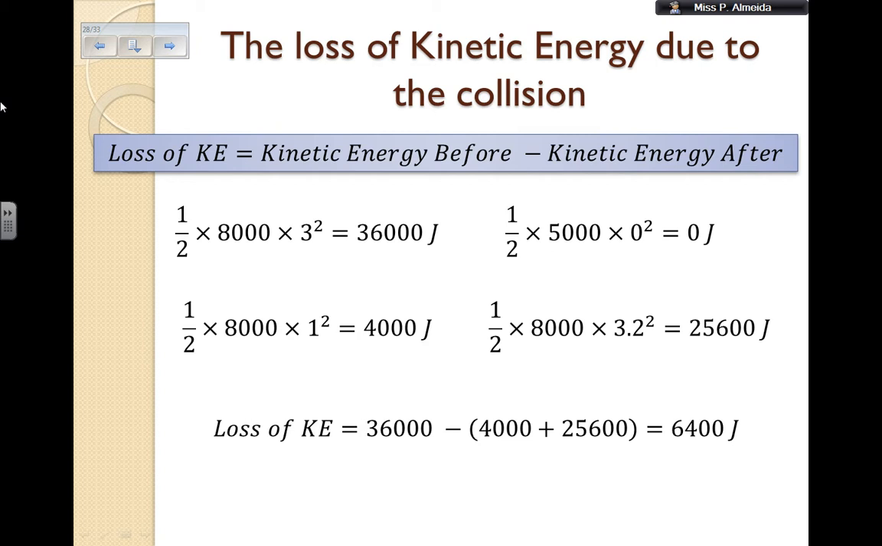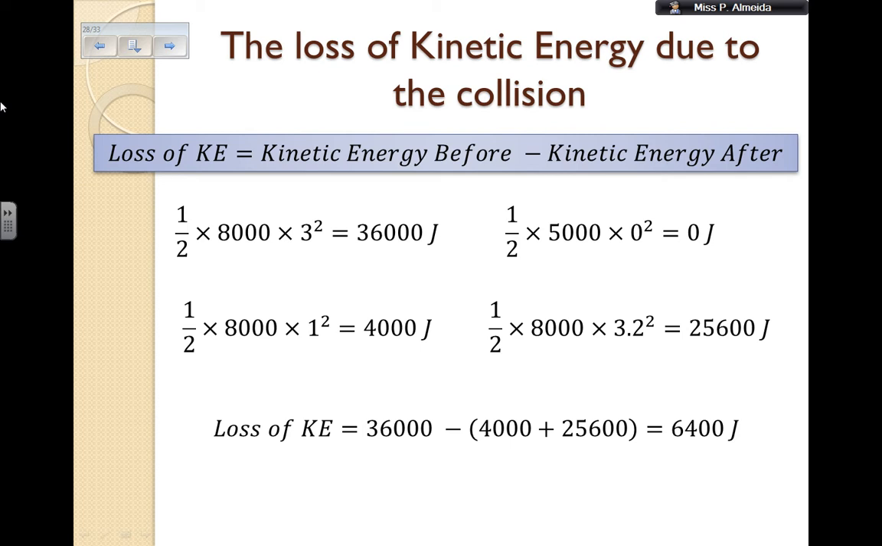And for after, for that wagon it is going to be 1/2 times 8,000 times 1 squared, which is 4,000 joules, okay? And then for the 5,000 kilogram wagon, 1/2 times 5,000 times 0 squared, which is 0 joules, so no kinetic energy initially, and then 1/2 times 8,000 times 3.2 squared, the velocity that I got after, which gives me 25,600 joules.